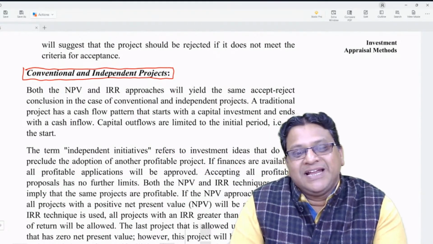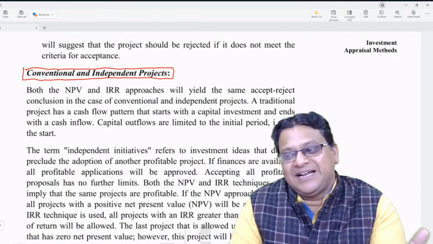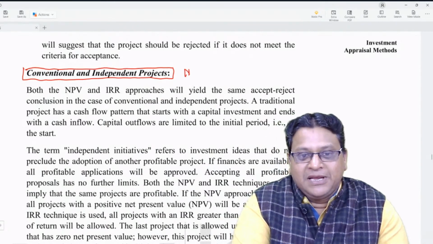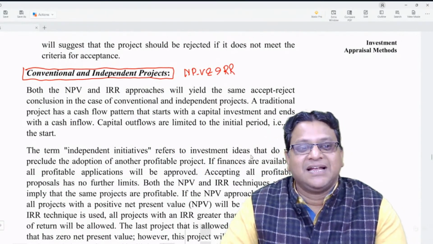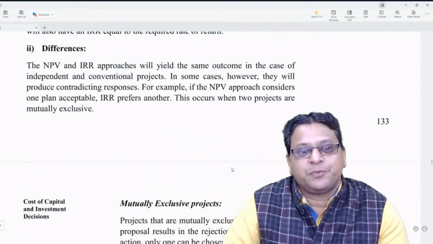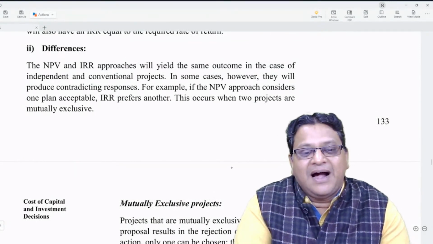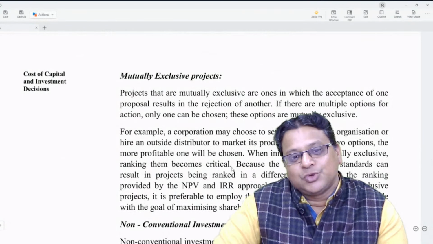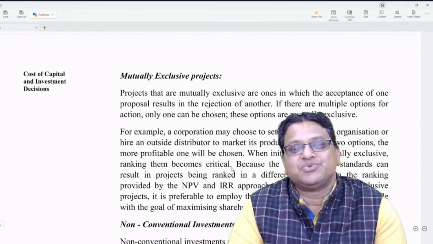And what is an independent project? An independent project means one project is appraised at a time. In the case of conventional and independent projects, NPV and IRR give the same result. But in the case of non-conventional projects and mutually exclusive projects, IRR and NPV may give different results. Mutually exclusive projects are those where there are two projects, and you have to accept one and reject one.